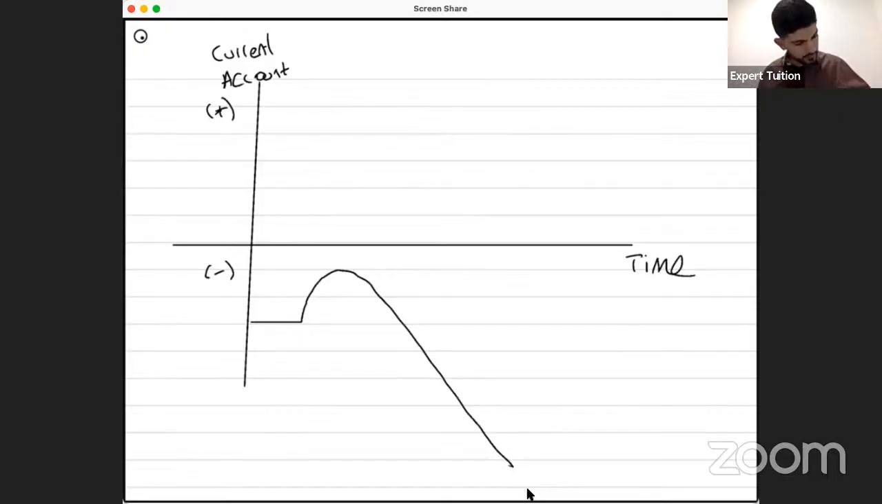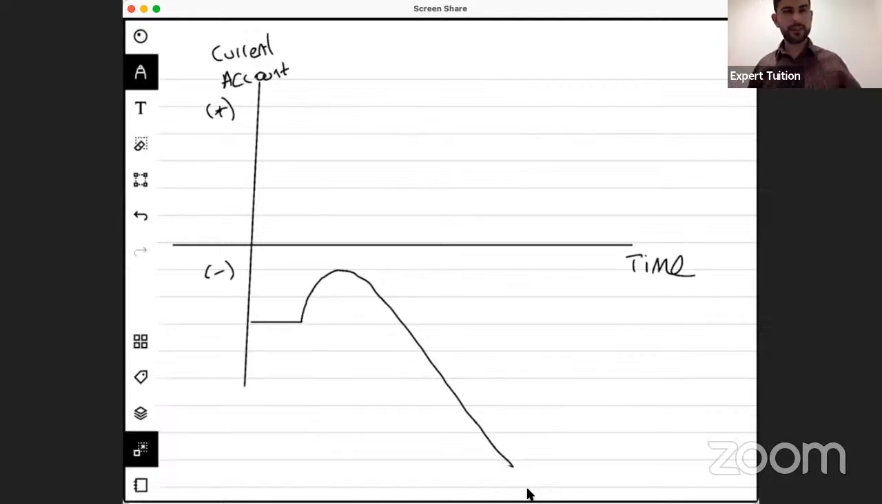Easy? Let's go. Last question I want to do on the current account, exchange rates, all of that, is a potential 25 marker. 25 marker could say something along the lines of this. Are you ready? Some water. Let's breathe.